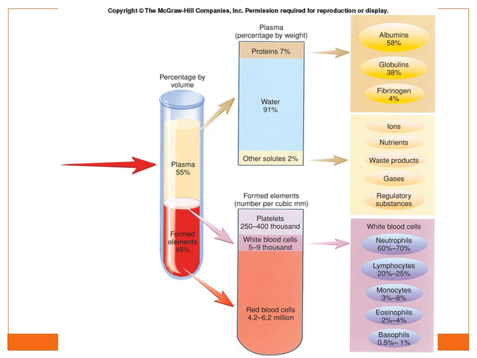When we looked at the formed element component of blood, remember we have platelets, we have white blood cells, and we have red blood cells. And the white blood cells are further broken down into the neutrophils and lymphocytes, the monocytes, the eosinophils, and the basophils. You do have to know that the neutrophils are by far the most common type of white blood cell, the most common type of leukocyte in blood.